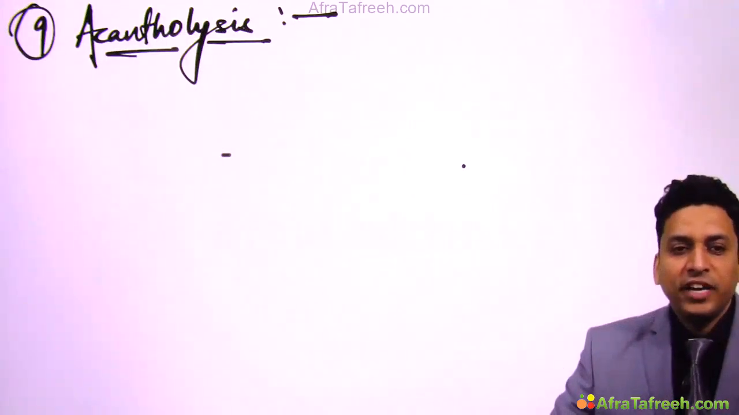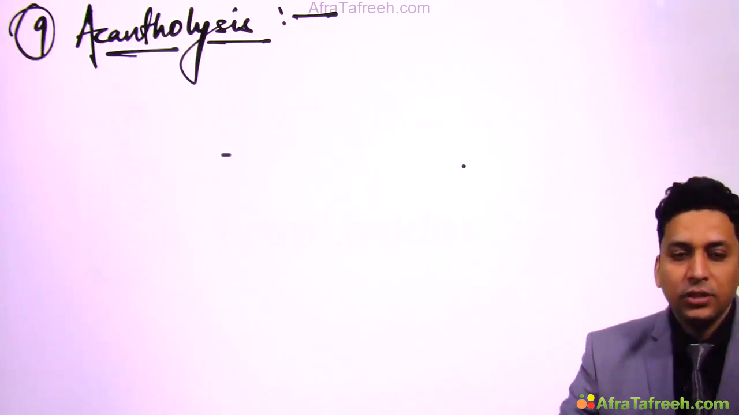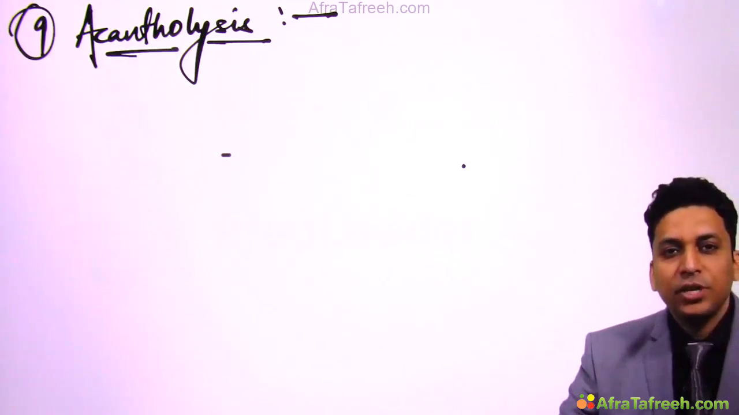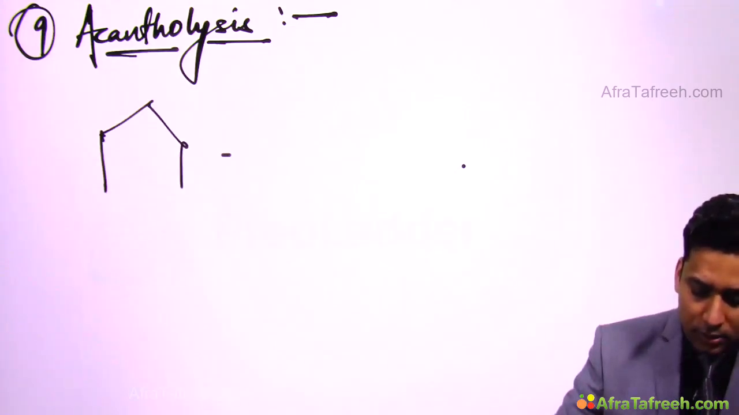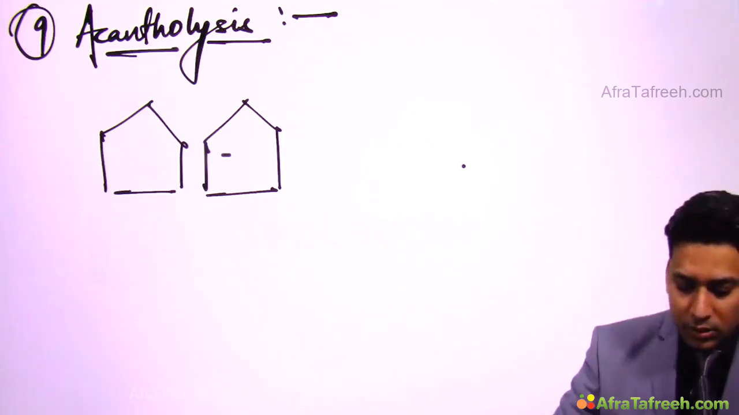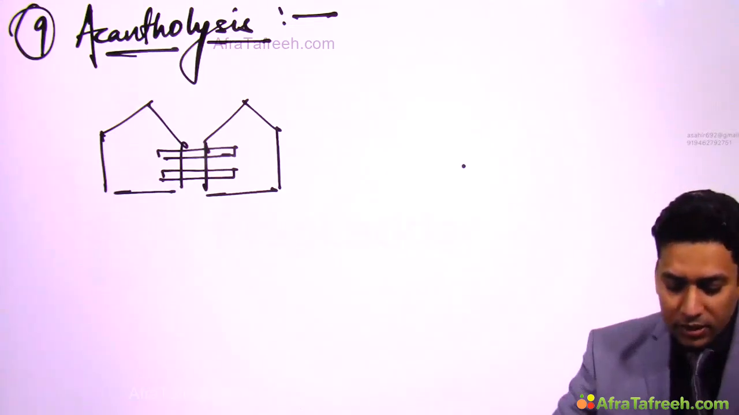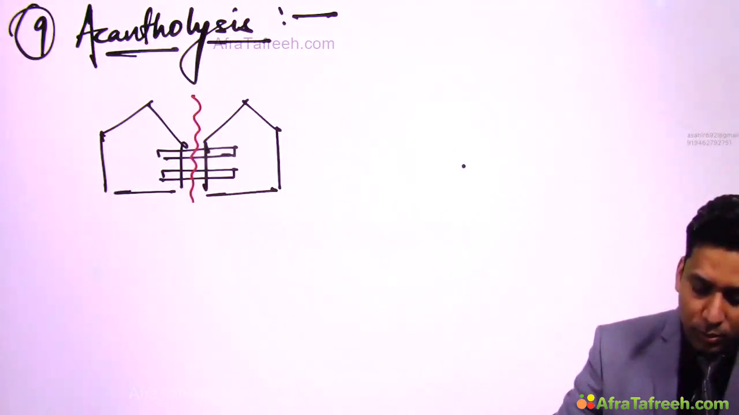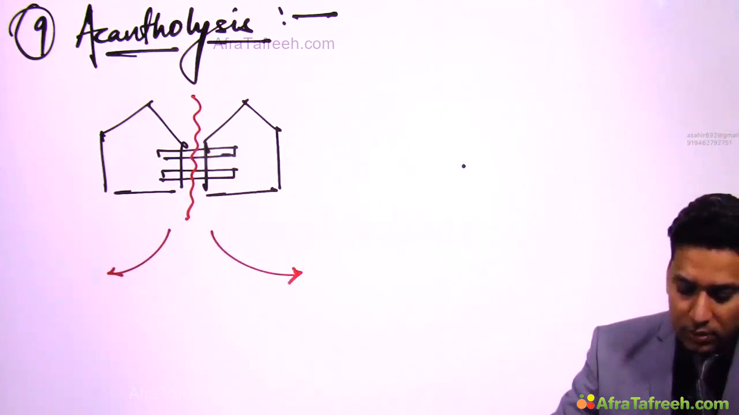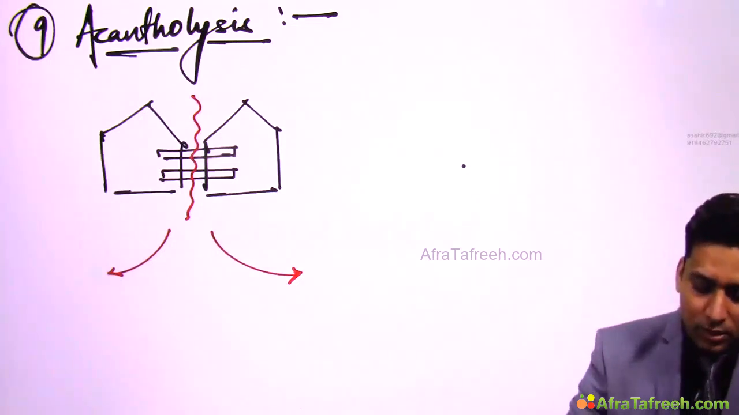So next histological finding is acantholysis. Now what is acantholysis? It is separation of keratinocytes due to defect in desmosomes. Now let us consider that these are two keratinocytes and both are attached together via desmosomes. If there is a defect in these desmosomes or desmosomal proteins, these keratinocytes will start separating. So this separation of keratinocytes due to defect in desmosomes is known as acantholysis.